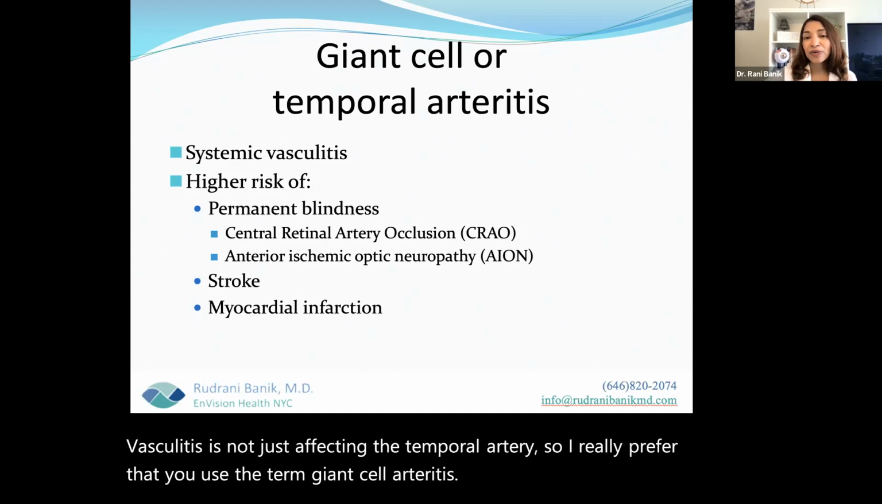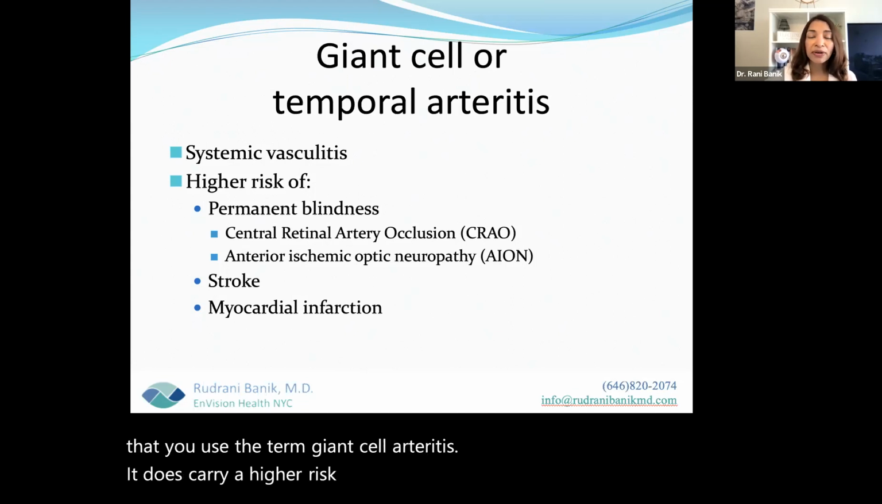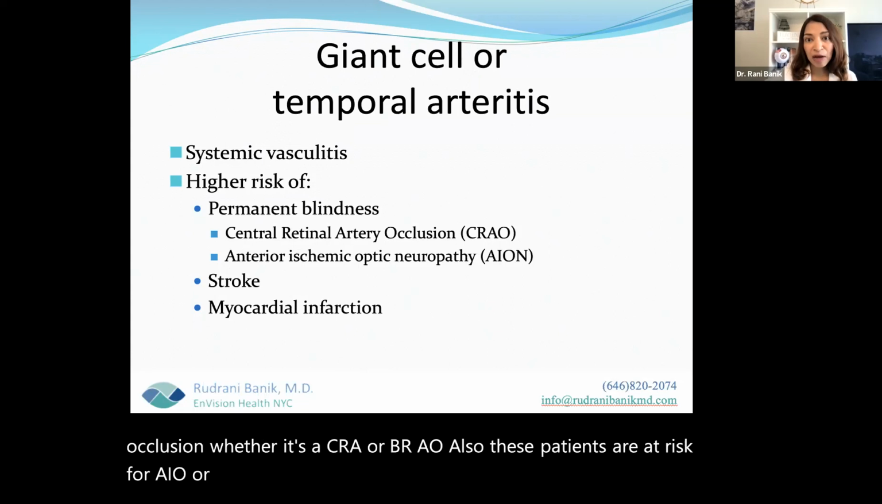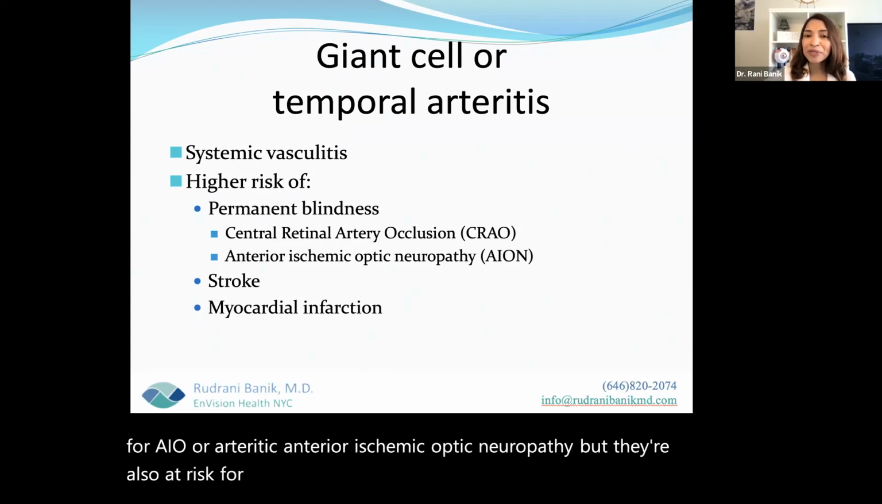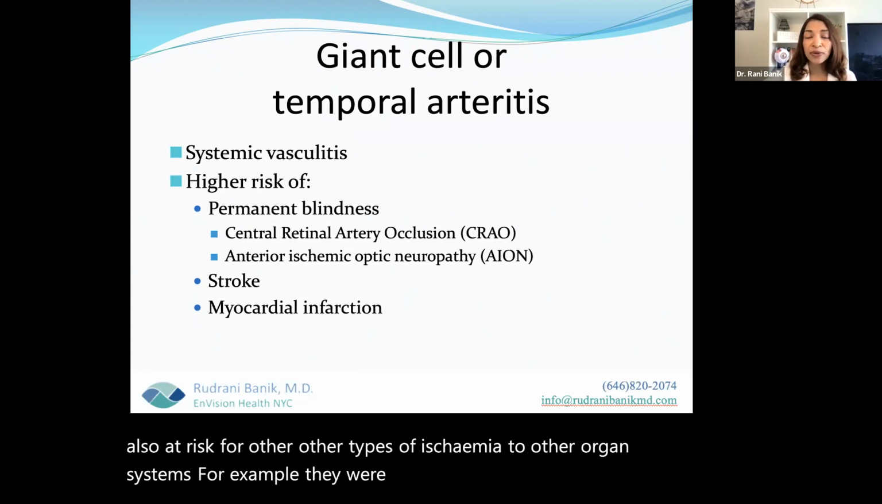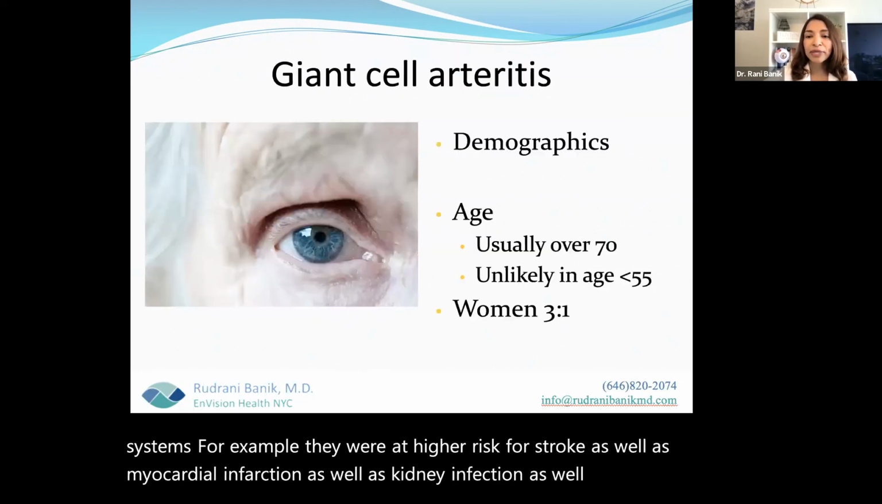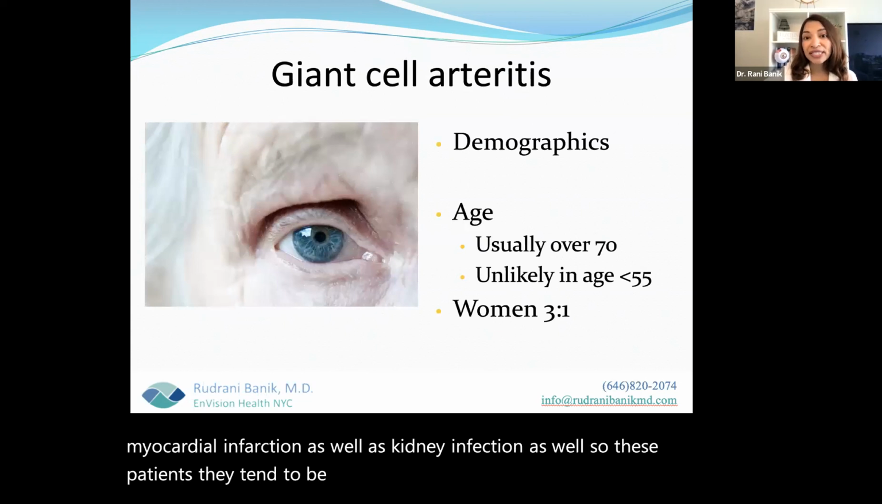It does carry a higher risk for vision loss from either retinal artery occlusion, whether it's a CRAO or BRAO. Also, these patients are at risk for AION, or arteritic anterior ischemic optic neuropathy, but they're also at risk for other types of ischemia to other organ systems. For example, they were at higher risk for stroke, as well as myocardial infarction, as well as kidney infarction as well.